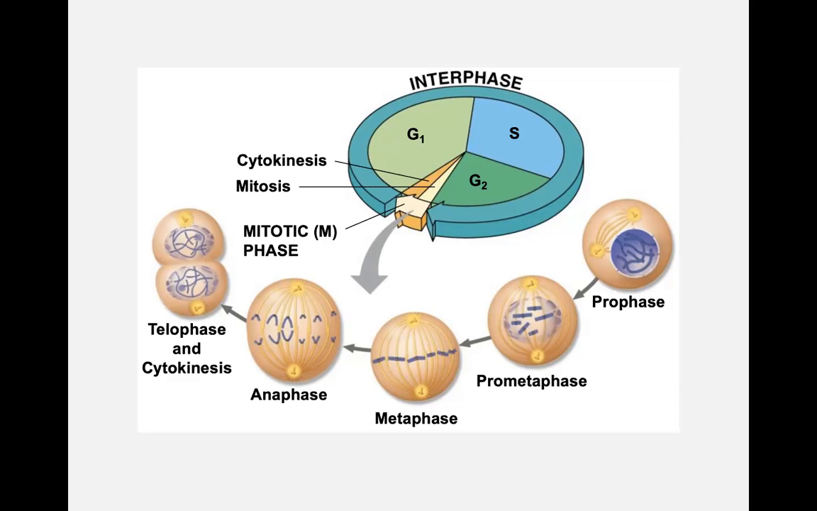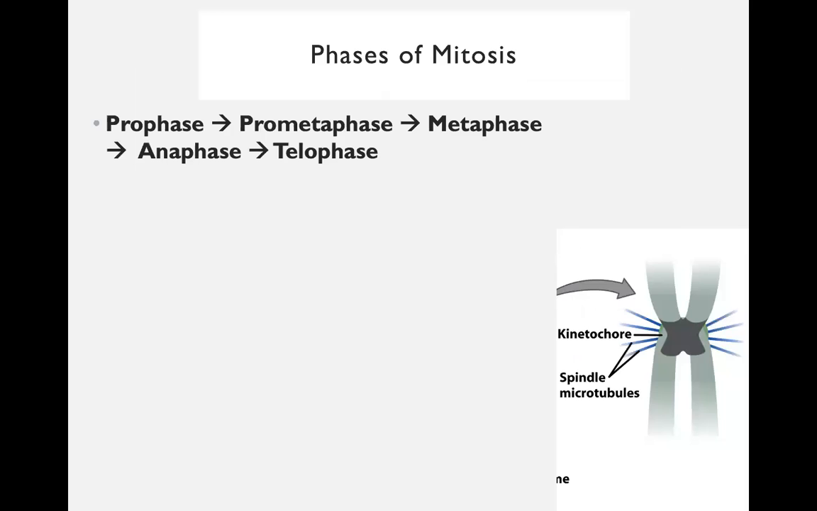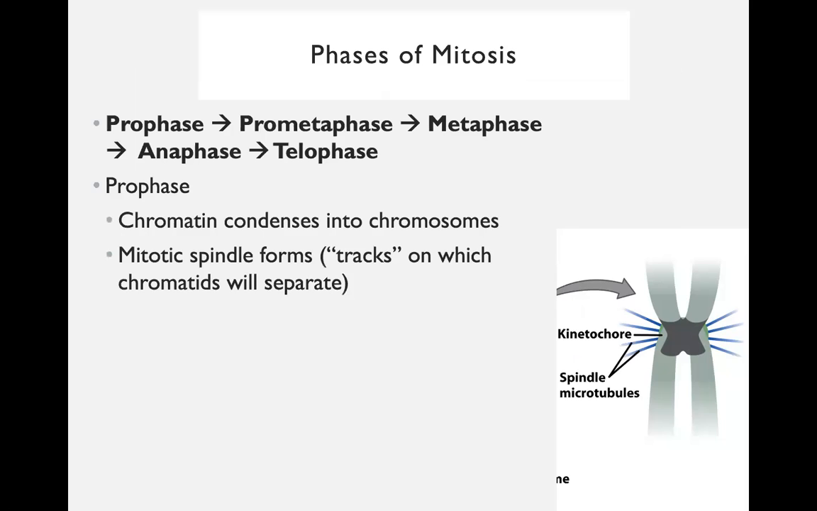So let's go through each of these phases and look at what's happening in the cell. So there we go. That's the order: prophase, prometaphase, metaphase, anaphase, telophase. What is happening in each of these?